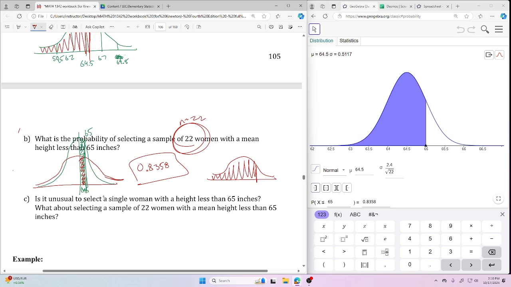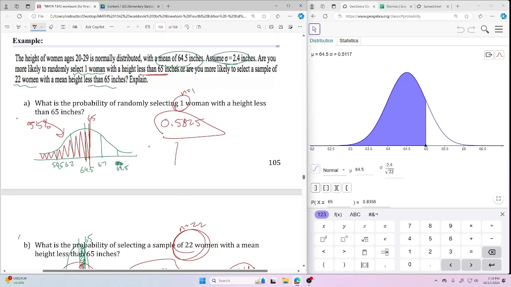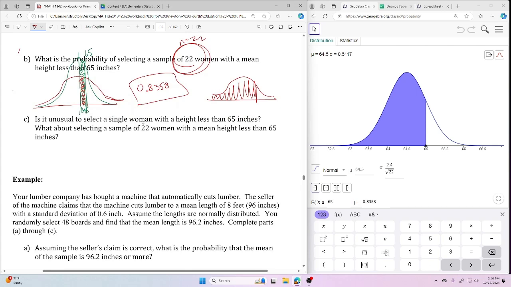Okay, is it unusual to select a single woman at 65? So they're looking back at this. Is this unusual? No, that's fine. We're looking for 5%, 0.05. Okay, so I would say for that one, no.